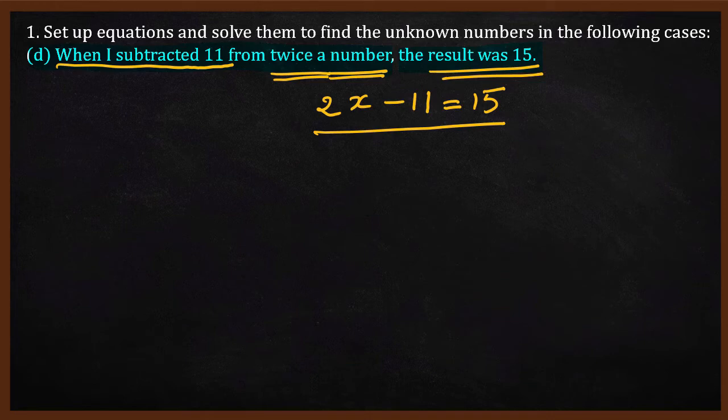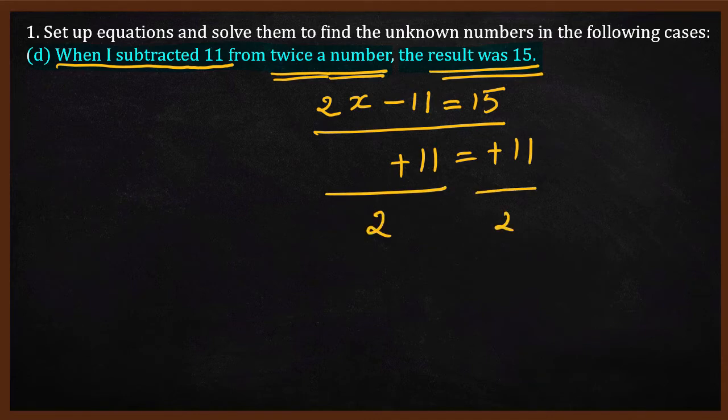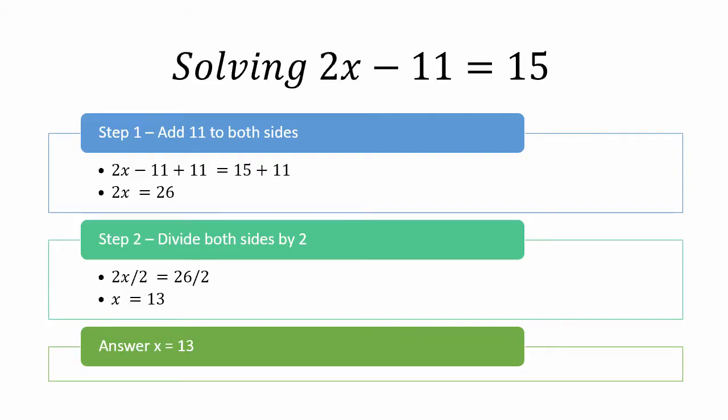This is one of the simplest equations you can see. And the way to solve it is you add plus 11 on both sides first. And once you add plus 11, you divide by 2, you get the answer. Okay, let's look at how it is actually done. So you have the equation that you need to solve. You add 11 to both sides, you get 2x equals 26. And then you divide both sides by 2, you get x equals 13. X equals 13 is your answer.